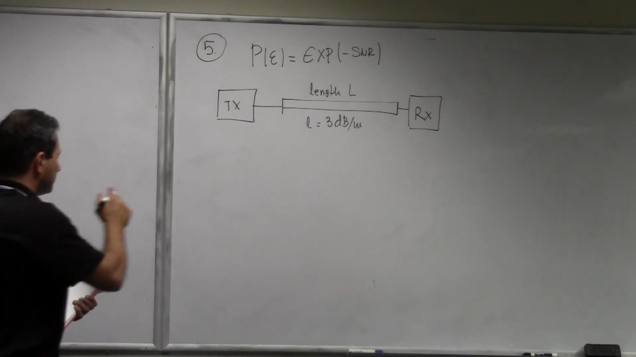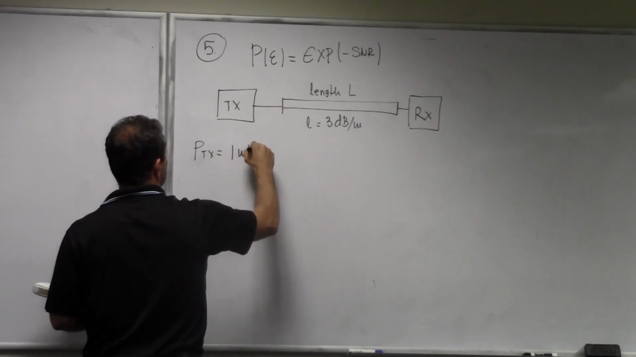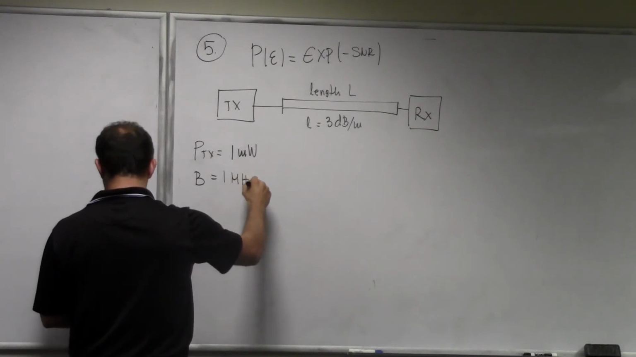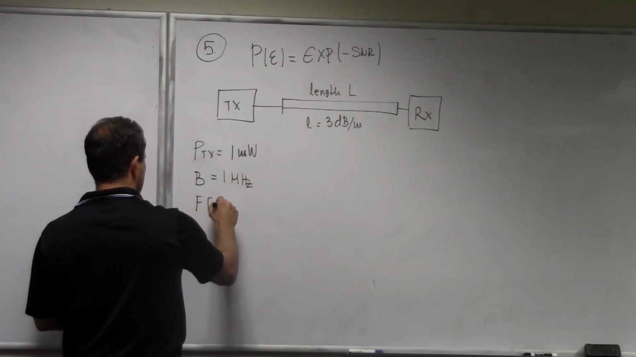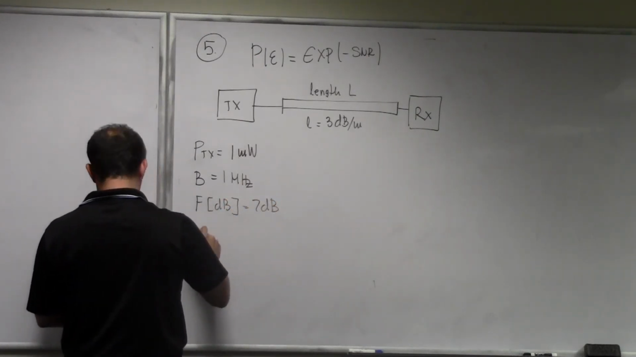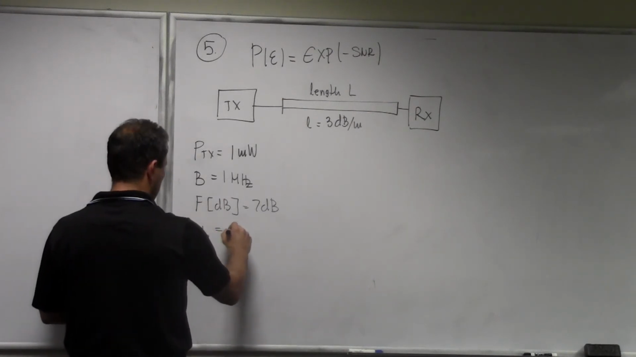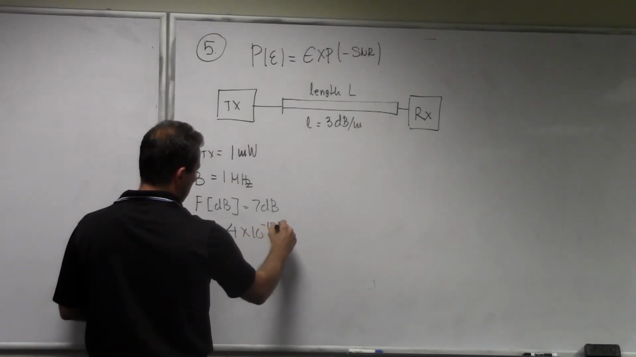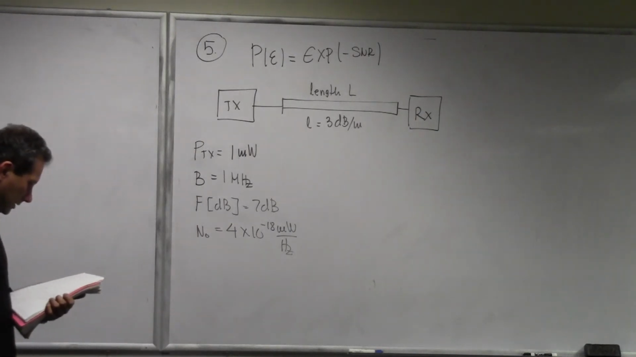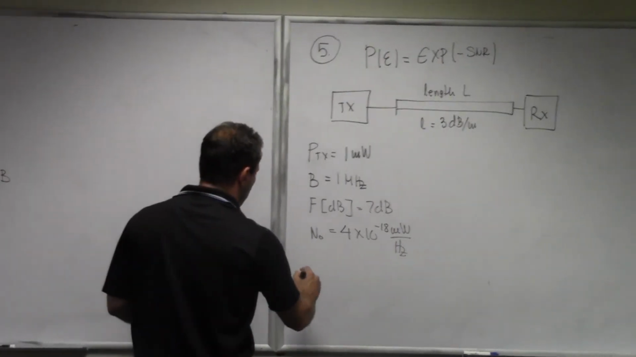The following data are known. Your transmit power is 1 milliwatt. Your bandwidth that you communicate over is 1 megahertz. The noise figure of your receiver is 7 dB. And the power spectral density of noise, which is single-sided in this case, is 4 times 10 to the minus 18 milliwatts per hertz. The question is, determine the sensitivity of the receiver at probability of error equal to 10 to the minus 6.